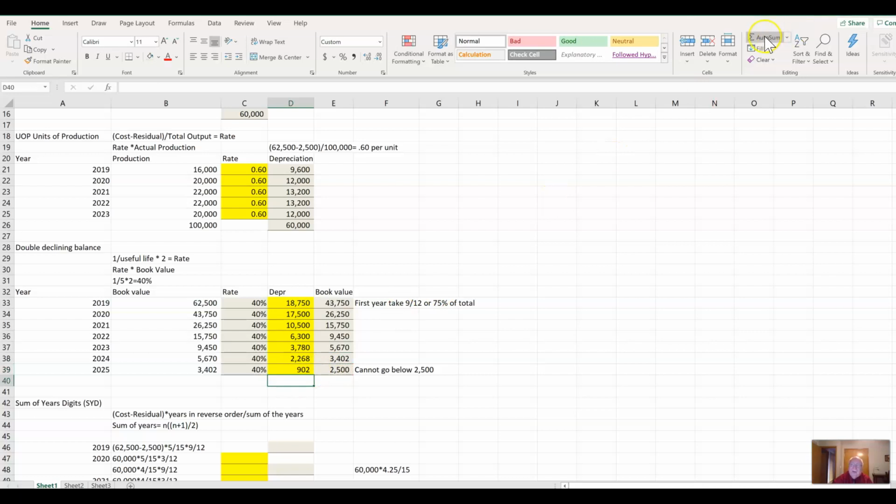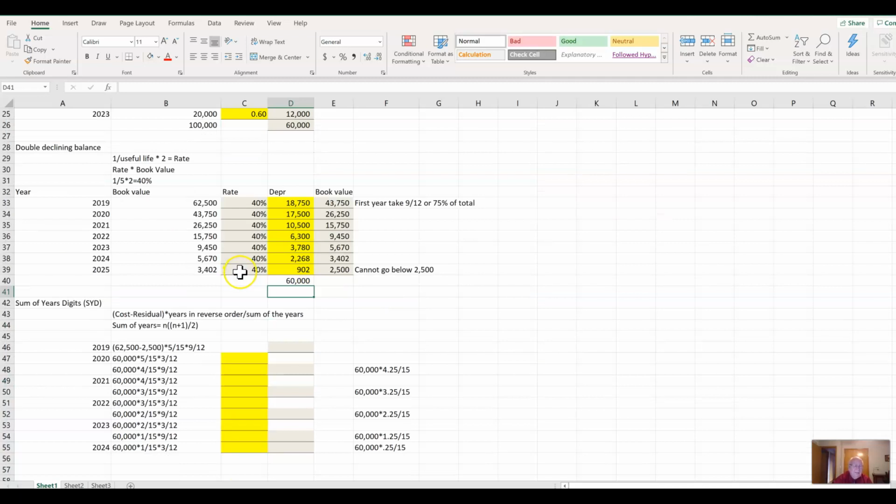Okay, 902, and if we add these up, notice that gives us $60,000. So you notice all these methods are total depreciation of $60,000. The difference is how much you're taking each year. This is an accelerated method.